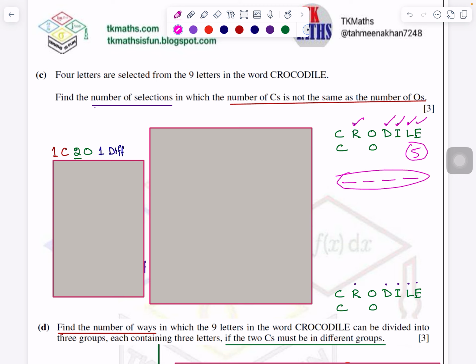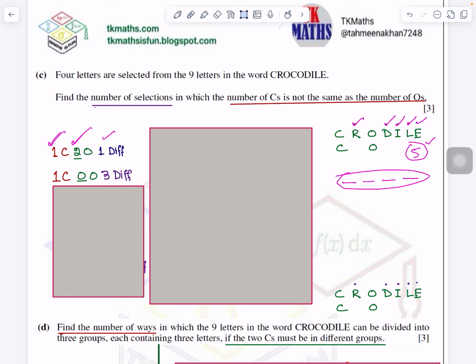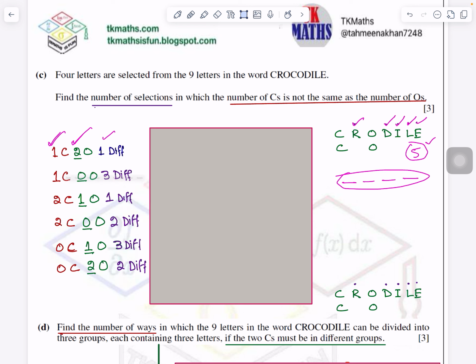So I have written 1 C, 2 O and 1 different. Okay, this is the way I'm writing. Let's consider all the cases. 1 C, 0 O, 3 different. Let me erase and show you all the cases I have written here. 1 C, 0 O, 3 different.